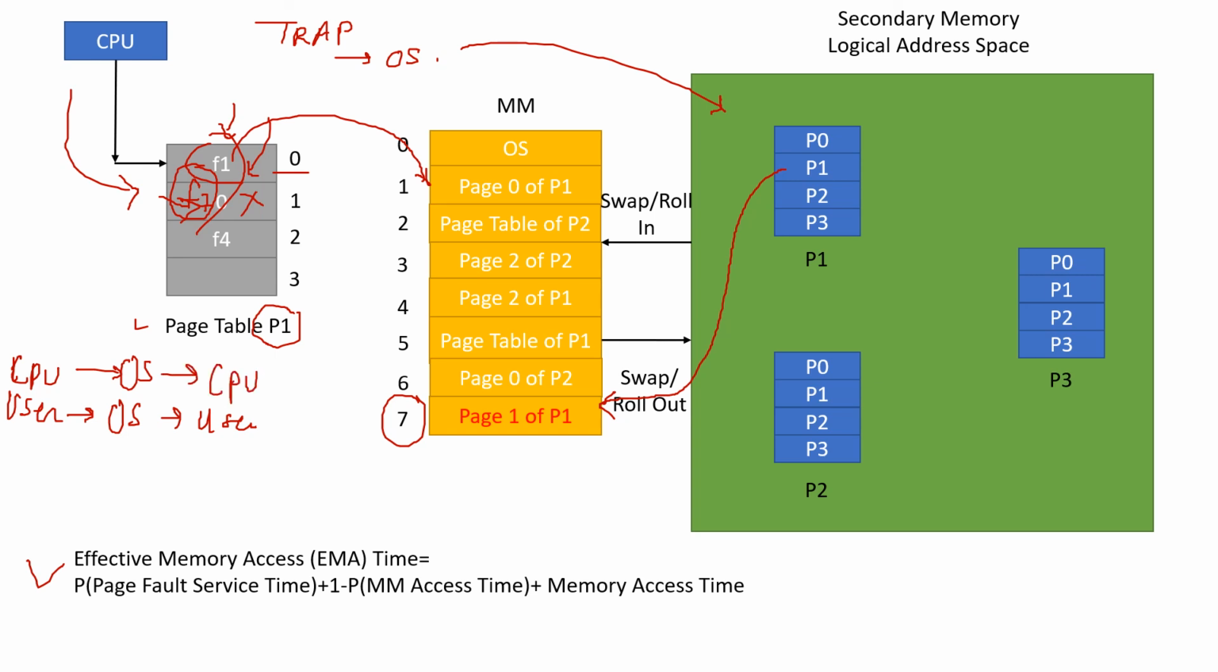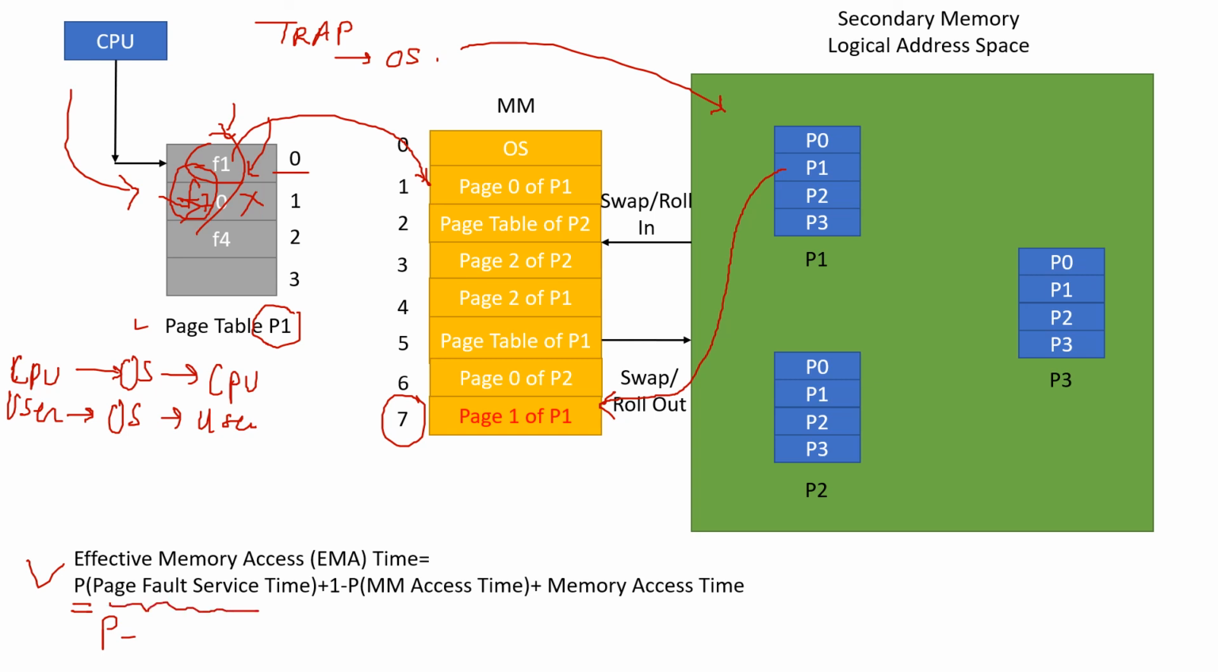Now here I have shown the formula for effective memory access time. P is the probability of the page fault occurring. So P times the page fault occurs, and we have to service the page fault P times. This is the page fault service time.